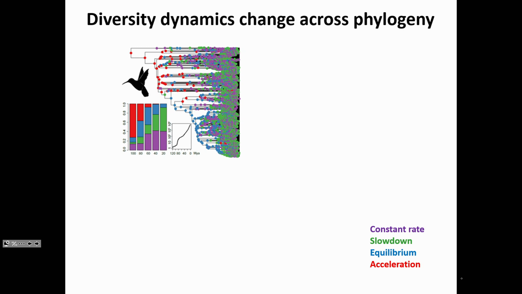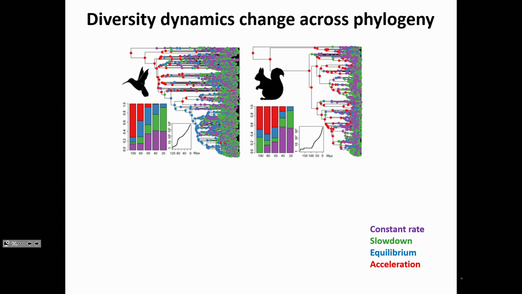This is also shown here, right? So this is the time slices through the phylogeny and the representation of different types of diversification. So I can conclude that actually these different types of dynamics operate at different phylogenetic scales. There is a progression. The dynamics change in a systematic manner within birds.